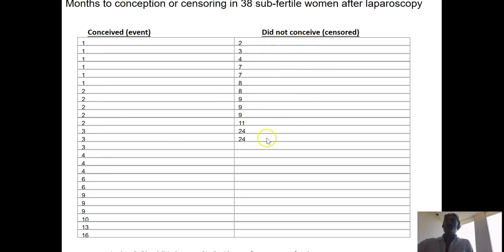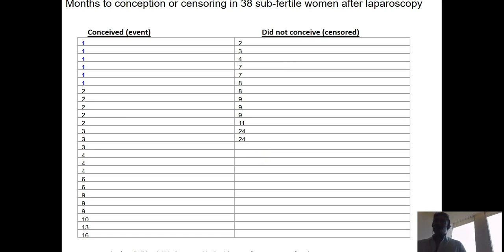Now here on this column, these are the women who left the study. We don't know if they got pregnant after they left. We don't know if they gave up entirely. Maybe they left because they were getting pregnant. We don't know. All we know is that they left. So they were censored. They were lost to follow-up. When were they censored? Well, one was censored at the 2-month period. Another was censored at 3 months. 2 were censored at 7 months, and so on. Right? So that's our data. Let's see what we do with this now.